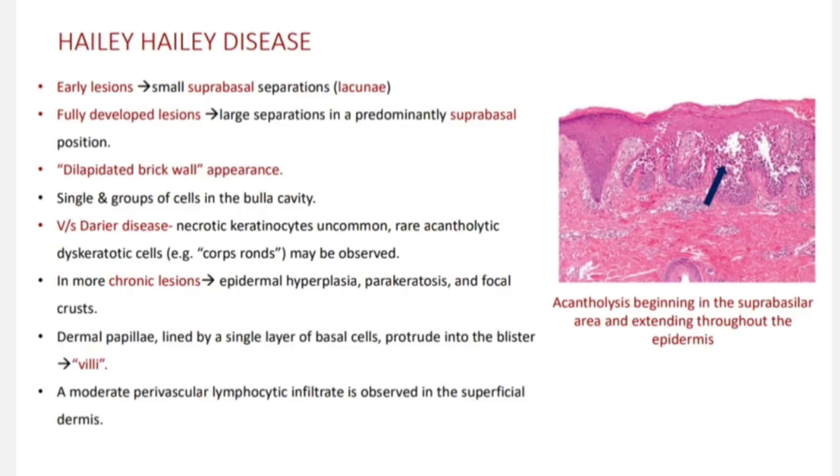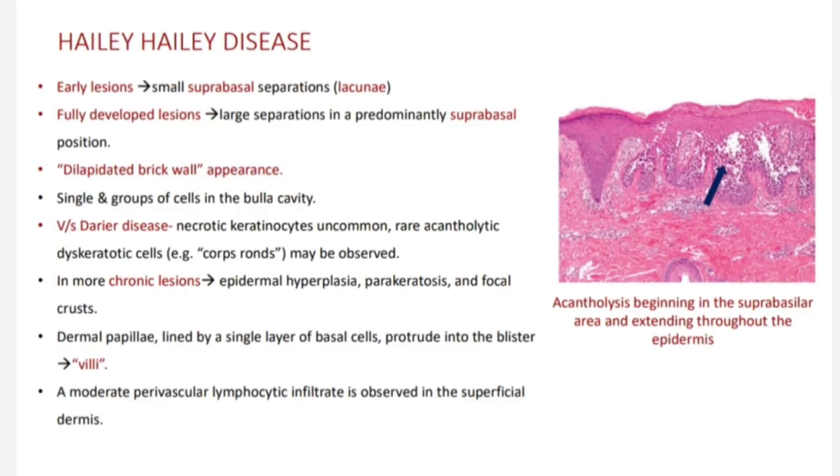When compared to Darier disease, necrotic keratinocytes are uncommon, and rare acantholytic dyskeratotic cells like corps ronds may be observed. In more chronic lesions, there may be epidermal hyperplasia, parakeratosis, and focal crusting. Here also, similar to pemphigus vulgaris, the dermal papillae lined by a single layer of basal cells protrude into the blister cavity, called villi. Then a moderate perivascular lymphocytic infiltrate is observed in the superficial dermis. So the image shows acantholysis beginning in the suprabasilar area and extending throughout the epidermis.